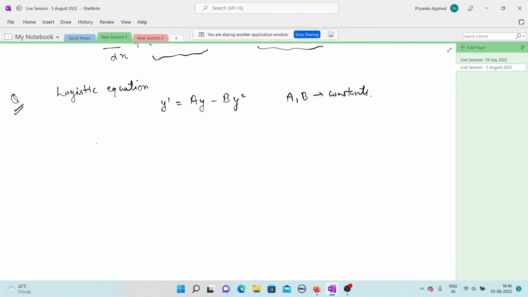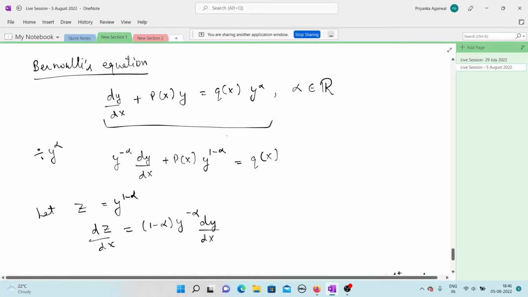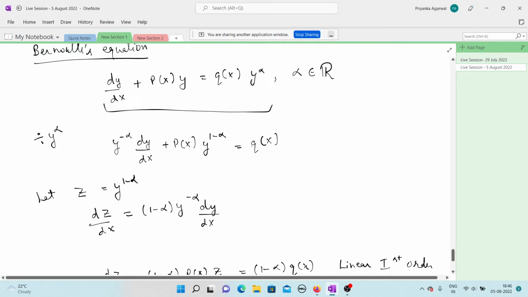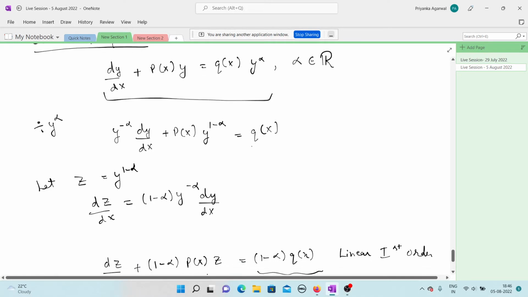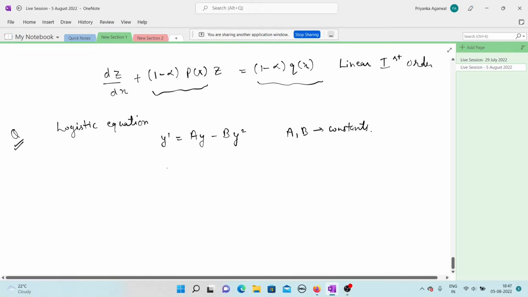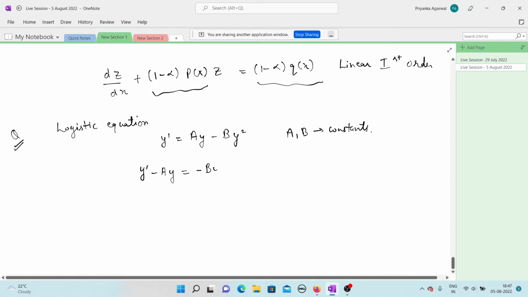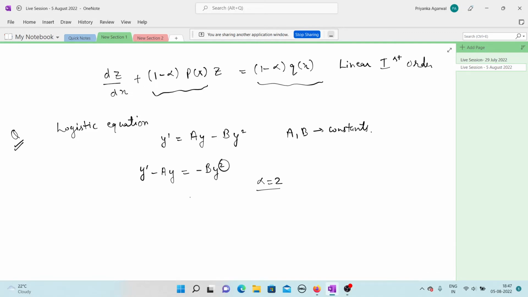So is it linear? No, right? So first we have to do this exercise which we did with the Bernoulli's equation. So basically this logistic equation is a form of Bernoulli equation. So we will do this exercise. Now we simply know that we can substitute z as y to the power 1 minus alpha. So here, let's write it in the familiar form, which is this minus by square. So here alpha is 2. This is what is alpha.